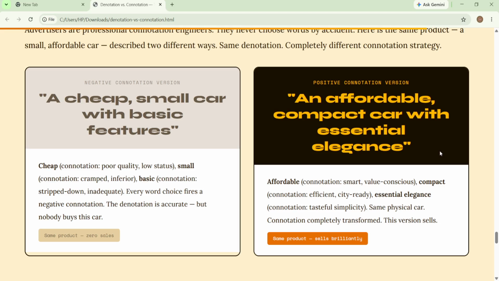The other one is a positive connotation variant. This is an affordable compact car with essential elegance. So this shows the word choice is what defines it, even though both are selling the same product. Affordable shows smart, value-conscious, while compact shows efficient, city-ready. Essential elegance shows tasteful simplicity. The same physical core, but the connotation completely transformed. This version shows that word choice matters a lot. So this is this.